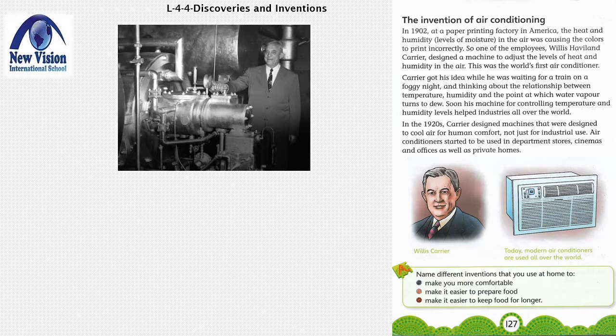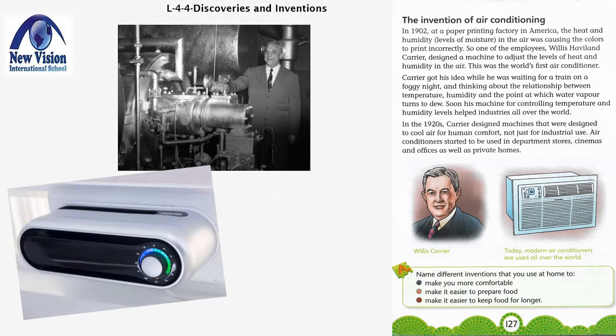In the 1920s, Carrier designed machines that were designed to cool air for human comfort, not just for industrial use. Air conditioners started to be used in department stores, cinemas, and offices as well as private homes.